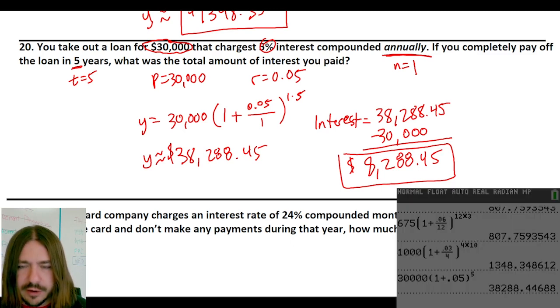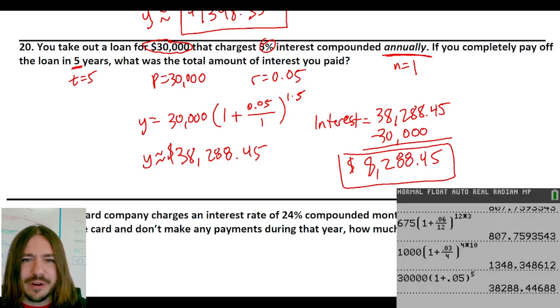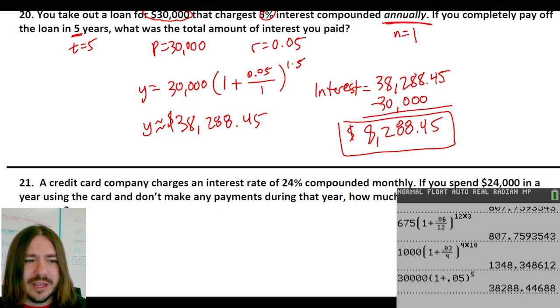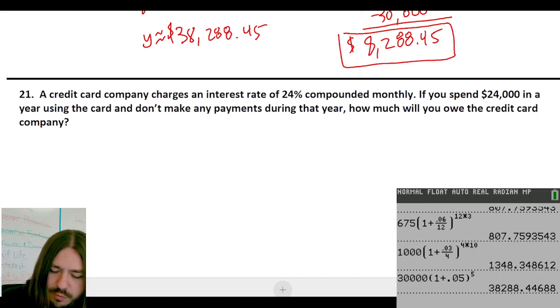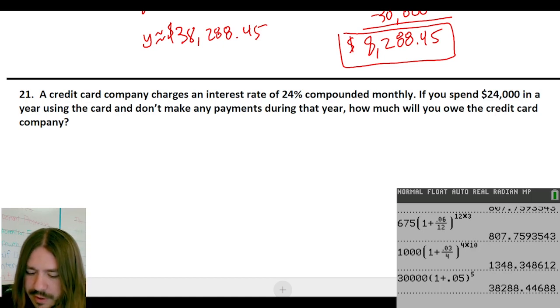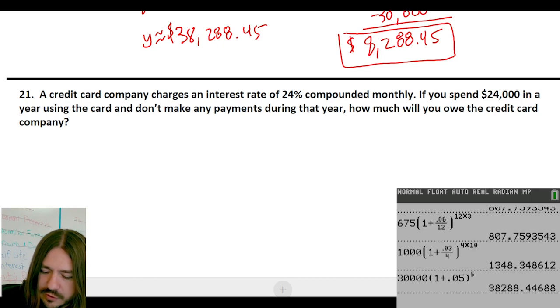Okay, last question here. Credit card company. You got to be real careful with these credit card companies. Whenever you take out a line of credit with a credit card, the interest rates are normally pretty large. Okay, so here's an example. You take out a credit card that has an interest rate of 24%. Okay, so that means the R value is going to be 0.24, compounded monthly, so my n value is 12.